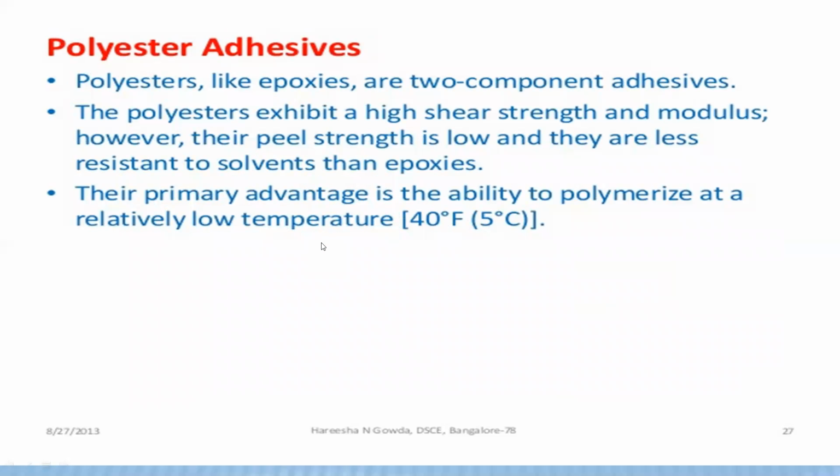And next one, polyester adhesives. Polyesters, like epoxies, are two component adhesives. Polyesters exhibit a high shear strength and modulus. However, their peel strength is low and they are less resistant to solvents than epoxies. The primary advantage is the ability to polymerize at a relatively low temperature, 5 degrees centigrade or 40 degrees Fahrenheit.